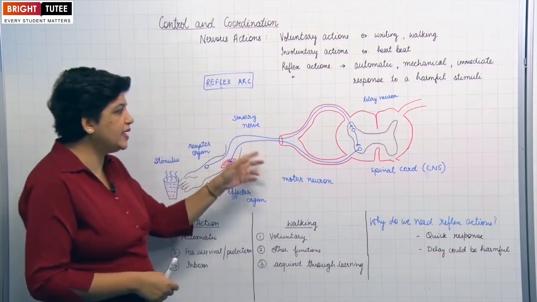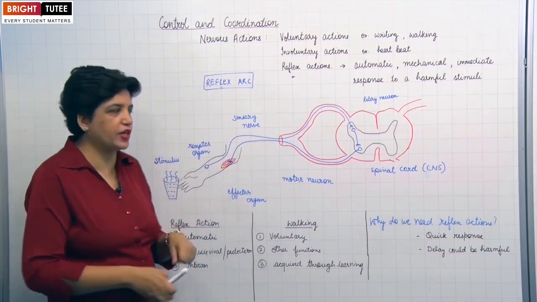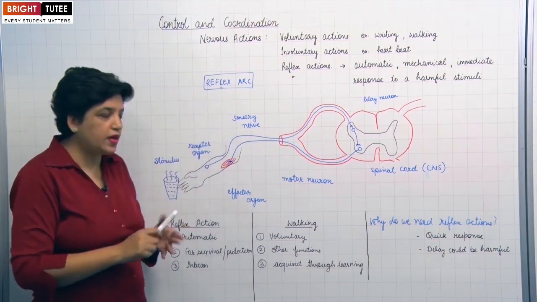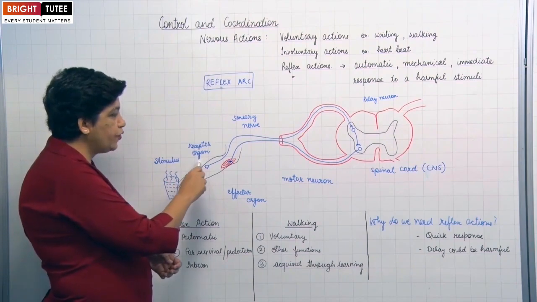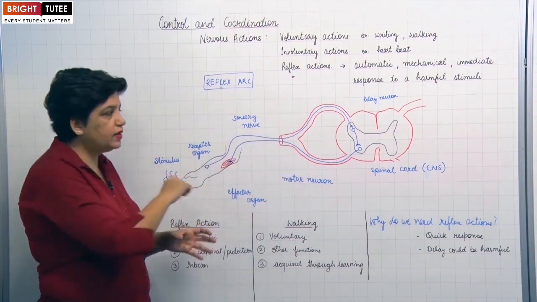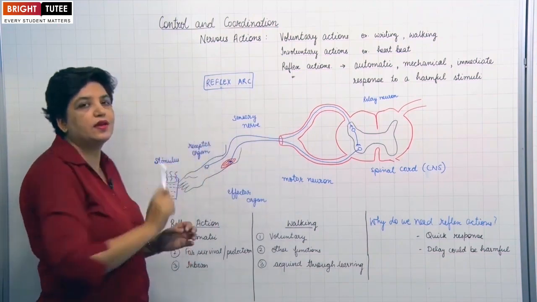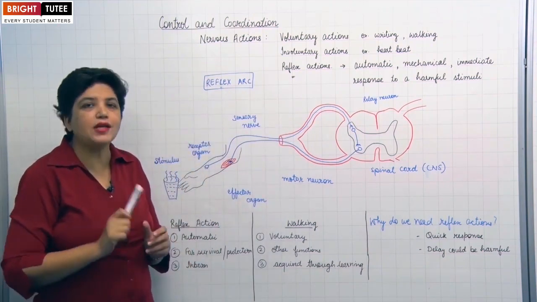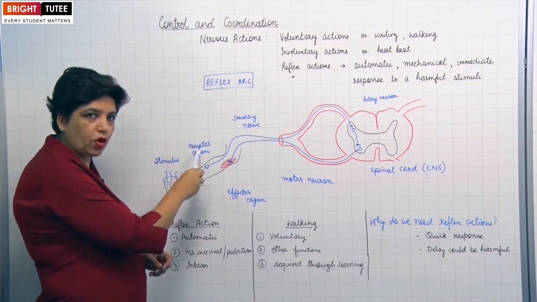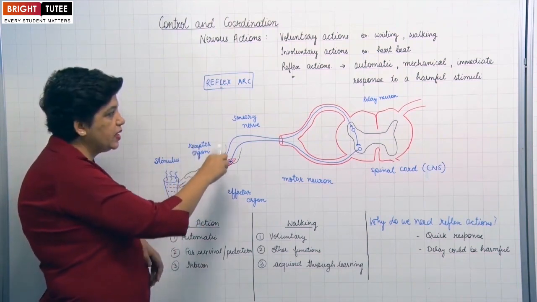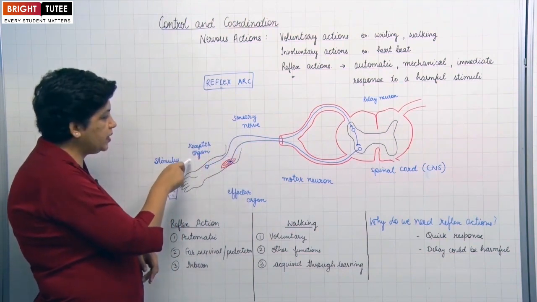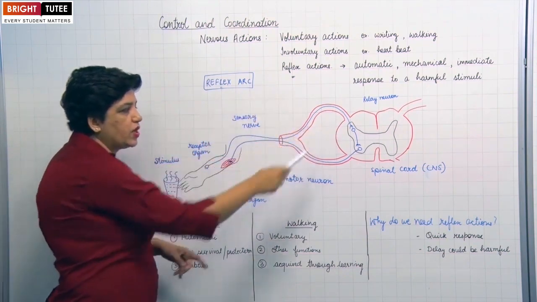Now, let us study in detail about the reflex action. The reflex arc. Reflex arc is a path followed by the stimulus from the receptor organ back to the effector organ. This path is known as the reflex arc. The parts of the reflex arc are the stimulus, the receptor organ which receives the stimulus, the sensory nerve which carries the stimulus from the receptor organ to the central nervous system.